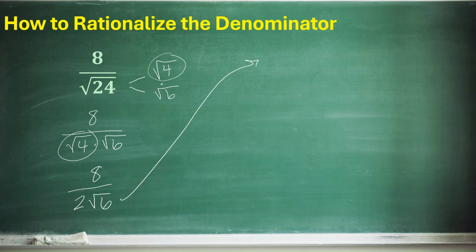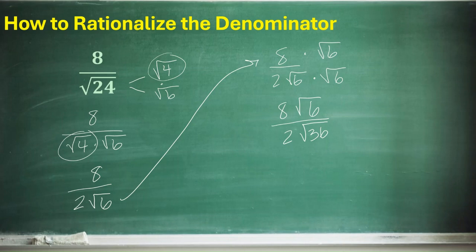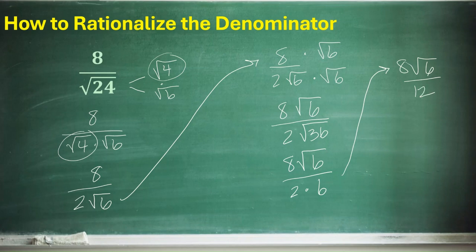And then what I can do is I can come up here and say, well, the 2 can stay in the denominator, but the root 6 can't. So I'm just going to multiply by root 6 in the numerator and the denominator. And what I end up getting is 8 root 6 divided by 2 times root 36. Okay? Now we just need to simplify root 36. So I have 8 root 6 divided by 2 times 6. We're still not done. So now we have 8 root 6 divided by 12.